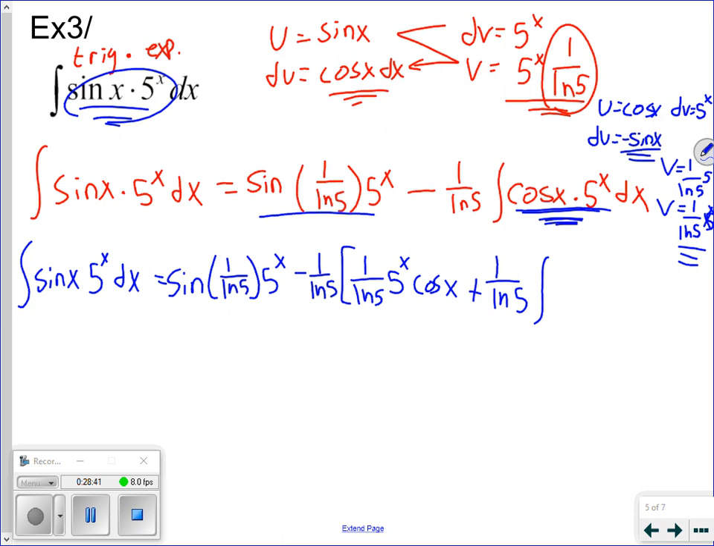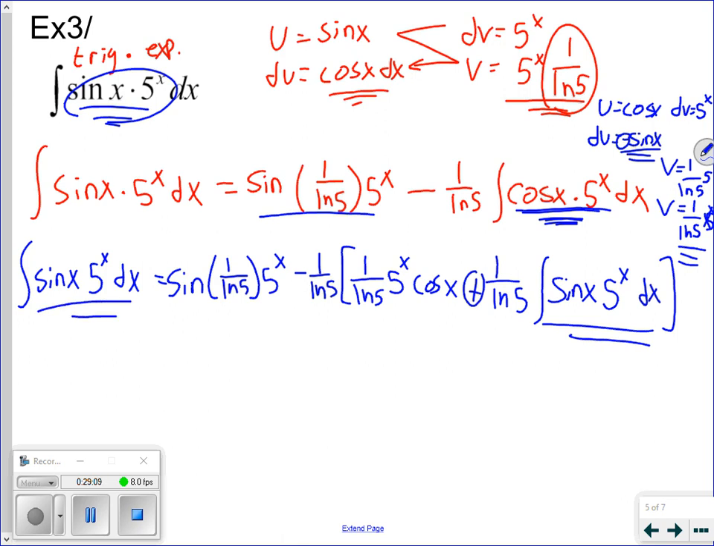I already missed saying this, I'm sorry. I made this a plus here because I'm taking out the negative sign. So that makes it not minus, but plus 1 over ln of 5. I apologize for that. But the reason I'm doing all that is because I'll be left with sine of x, 5 to the x dx. That looks like a mess, but the integration I'm left with is the same integration I started with.